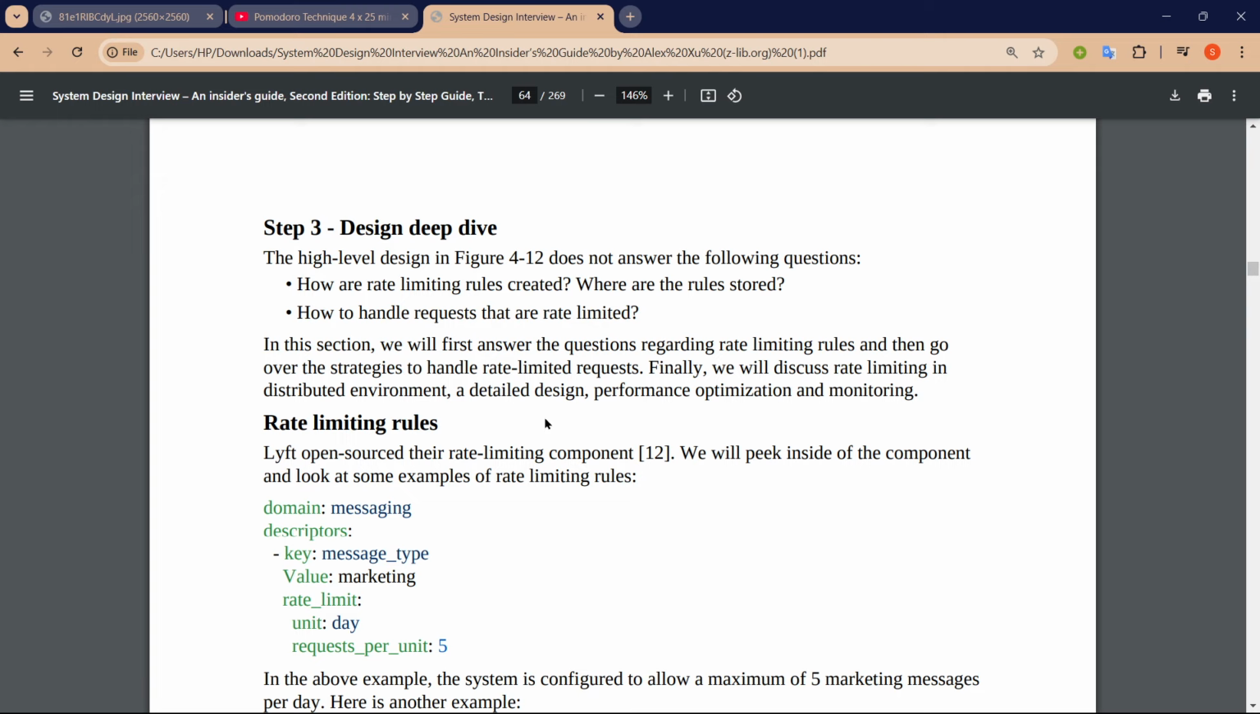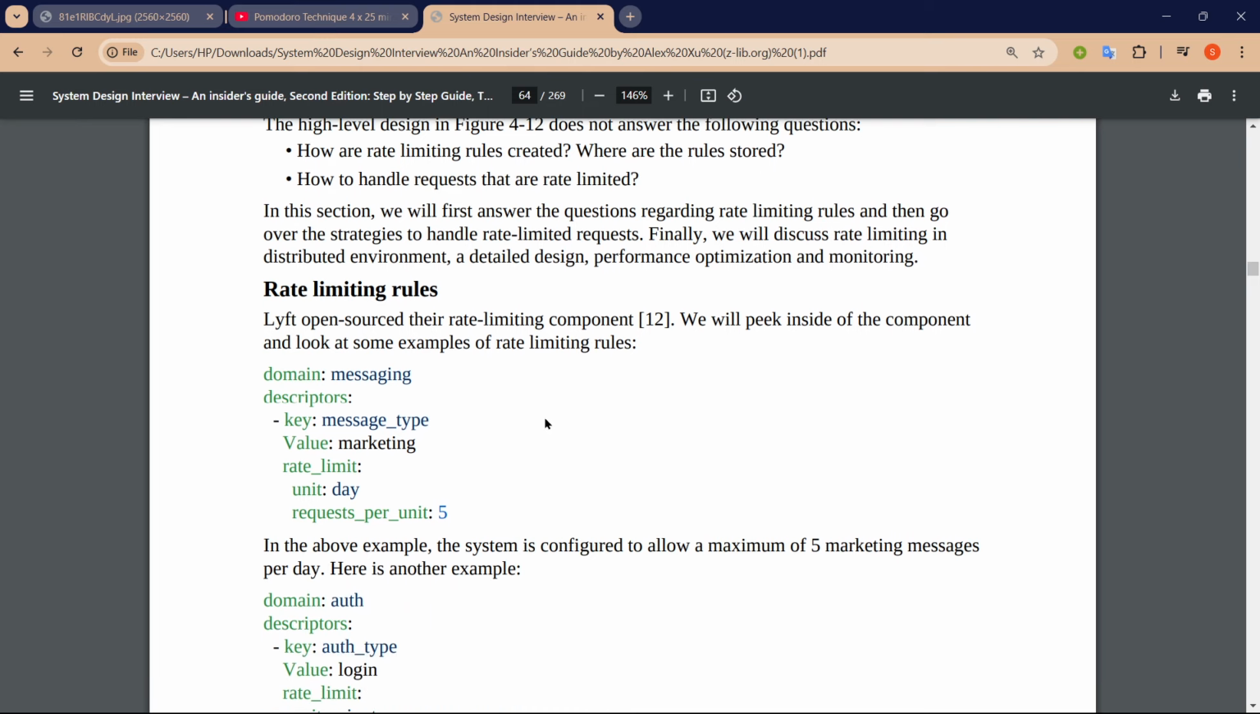पर कुछ questions नहीं हुए answer. How are rate limiting rules created, where are the rules stored, how to handle requests that are rate limited. ठीक है, rules देखते हैं. Lyft open sourced their rate limiting component. We will peek inside the component and look at some examples of rate limiting rules.